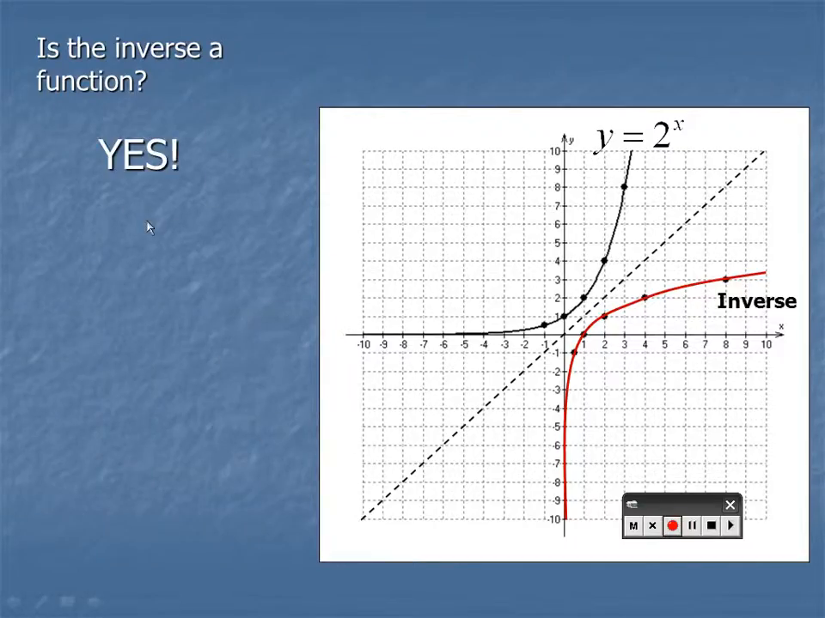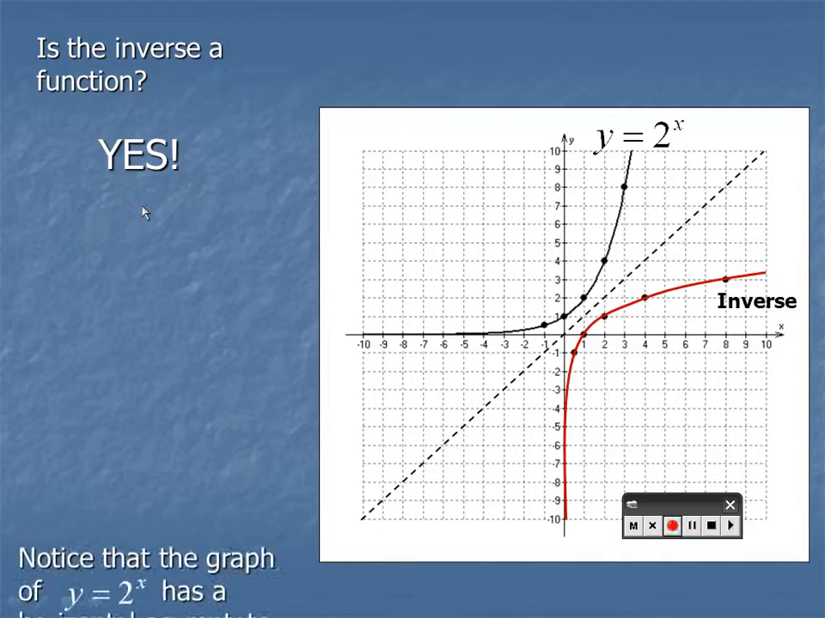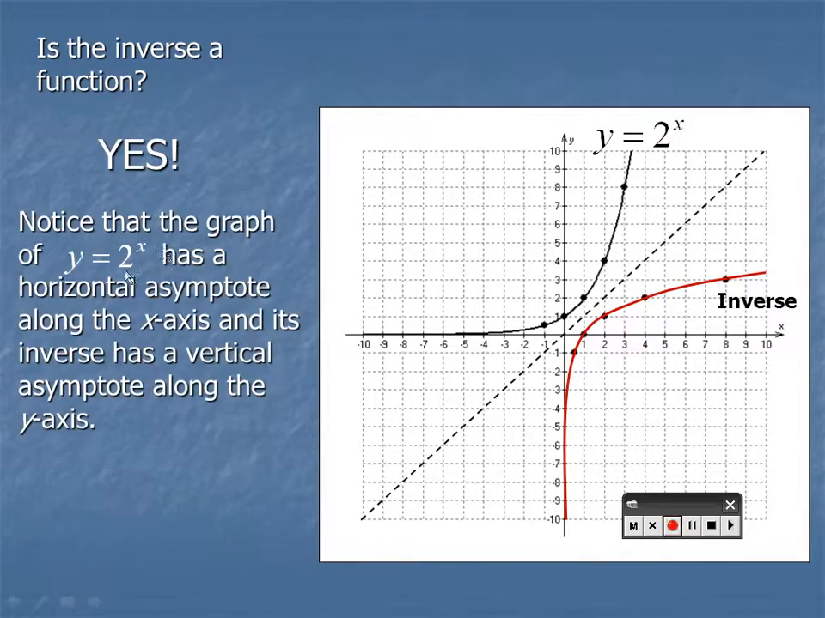So is the inverse a function? Yes. Now notice that the graph of y equals 2 to the x has a horizontal asymptote right here along the x-axis, and the inverse has a vertical asymptote along the y-axis. So it's there. All right.